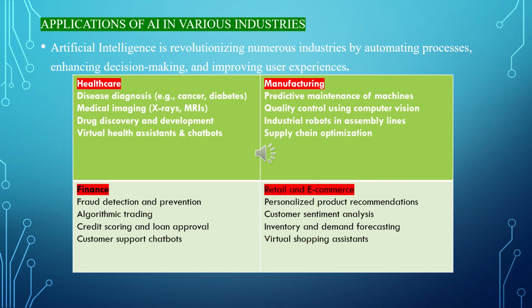So AI in retail and e-commerce is nothing but personalized product recommendation, customer segmentation analysis, inventory and demand forecasting, and virtual shopping systems. For example, Amazon, Flipkart, all those things you purchase through online shopping. So that is one of the various AI industries, examples of real-time applications.